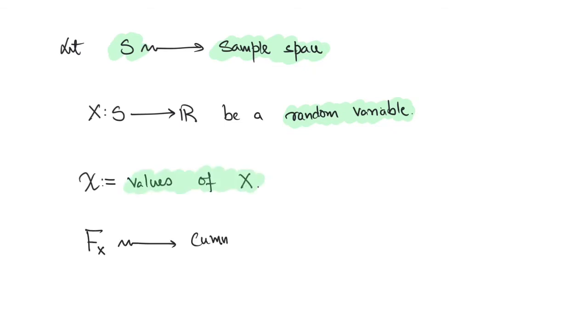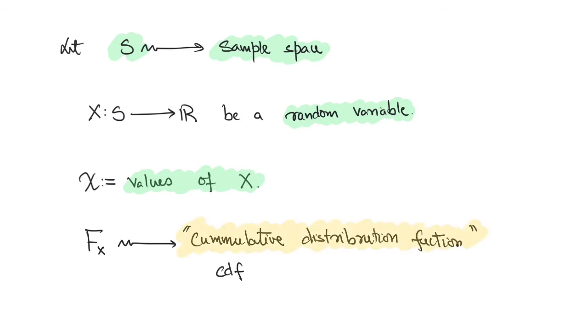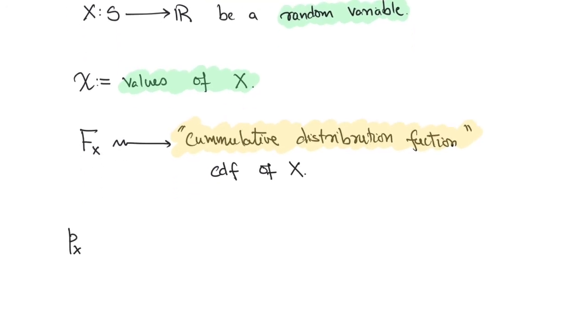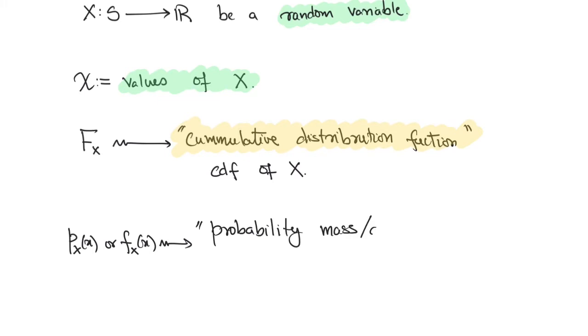Recall that capital F sub X is the cumulative distribution function, called the CDF of X, and p sub X or f sub X is going to be the probability mass function or the probability density function, typically denoted as PMF or PDF of X.